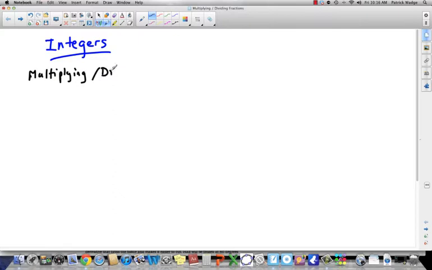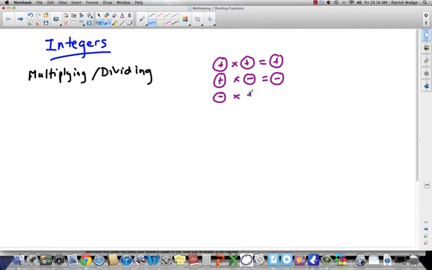I would say for most people, they just remember something like this. Positive times a positive equals a positive. Positive times a negative equals a negative. Negative times a positive equals a negative. And a negative times a negative equals a positive. Once you've got that, you know the division too. It's exactly the same. Probably don't need to write it, but what the heck.